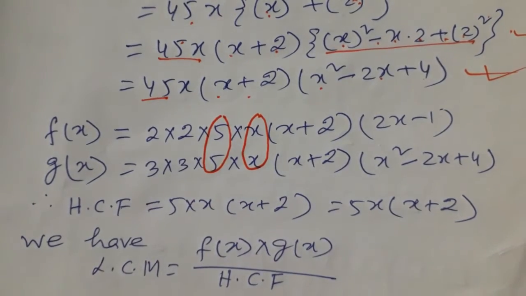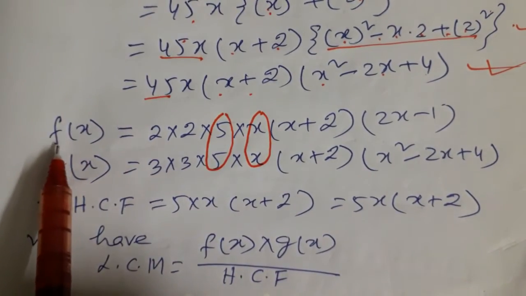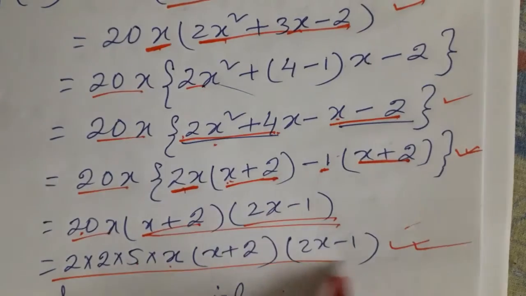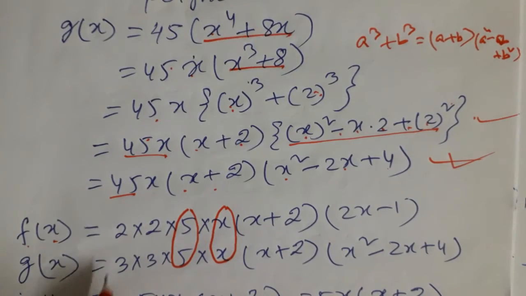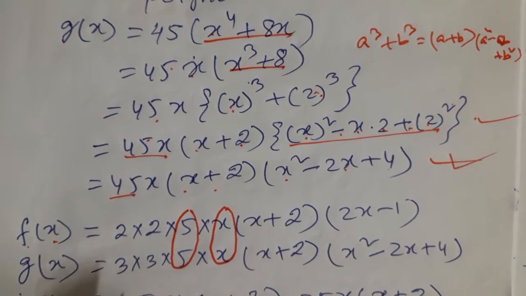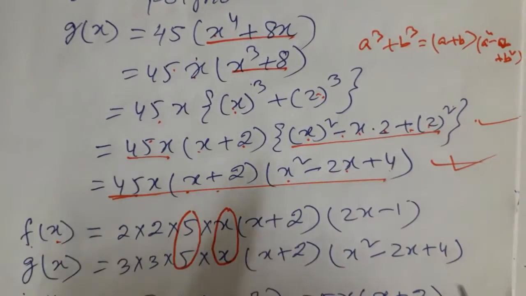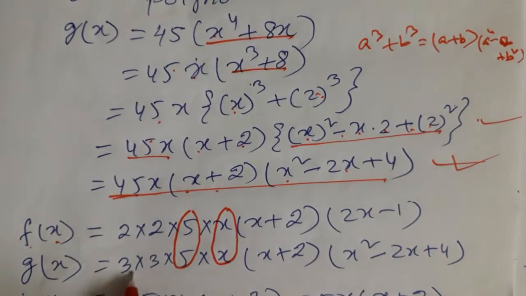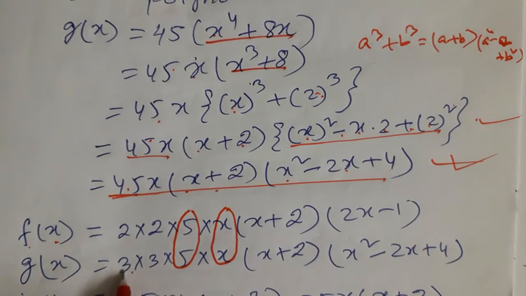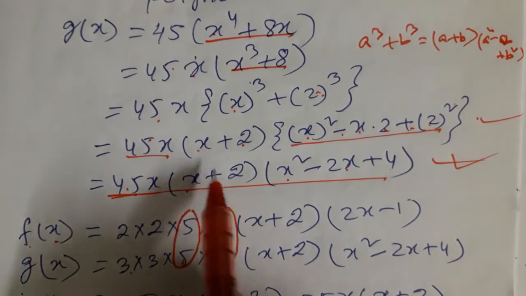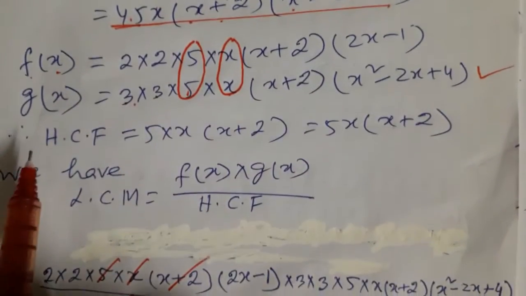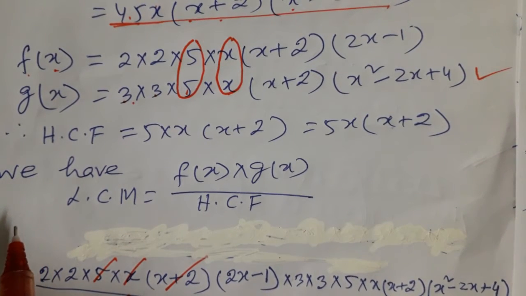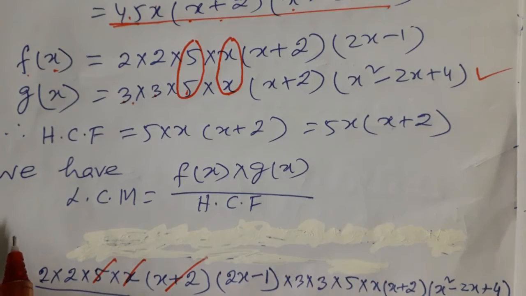Now I have written the two polynomials, that is f(x) from the up here, and g(x), that is g(x) equal to this one I have written here. Here 45 means 3 into 5 into x, and another also I have written as it is. Now firstly I have to find out the HCF. HCF means the common factors between the two polynomials.